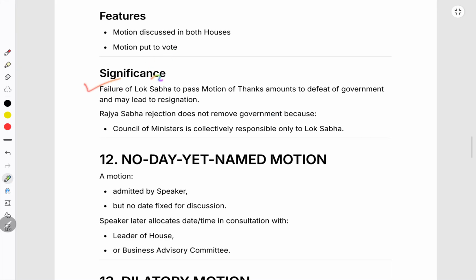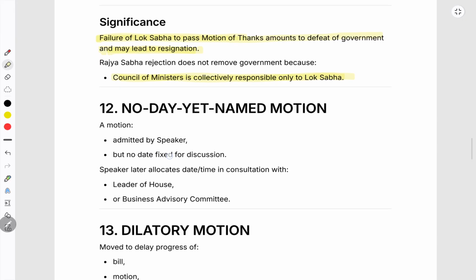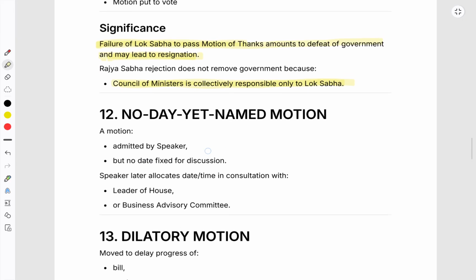So if this motion fails in the Lok Sabha, the failure of the Lok Sabha to pass the motion of thanks amounts to defeat of the government and may lead to the resignation of the government. Okay, Rajya Sabha rejection does not remove the government because the Council of Ministers is collectively responsible only to the Lok Sabha. Okay, so this is important, keep in mind. Failure of the Lok Sabha to pass the motion of thanks amounts to defeat of the government and it may lead to resignation.